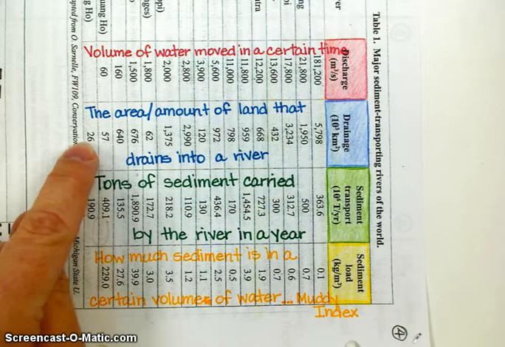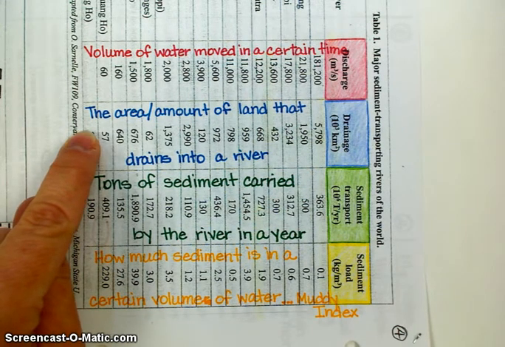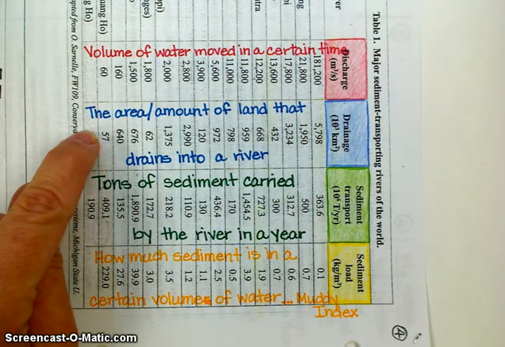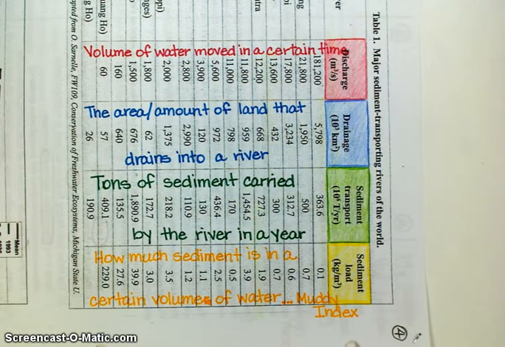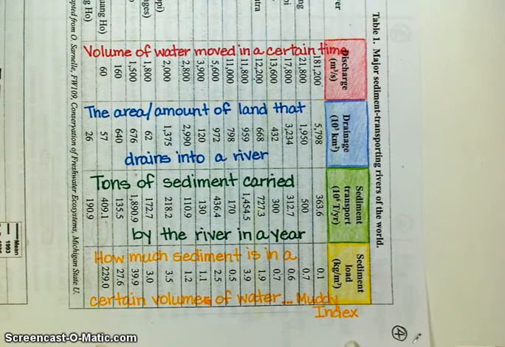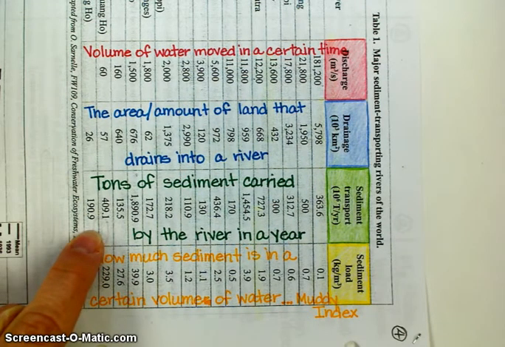This second column, drainage, really is drainage area. It's the area or the amount of land that drains into that river. So if you think back to the Mississippi River drainage basin that we looked at, it was a large area of the United States, okay? So the drainage area tells you how much land is draining into that river. The third one, sediment transport. This is the number of tons of sediment carried by the river in a year.